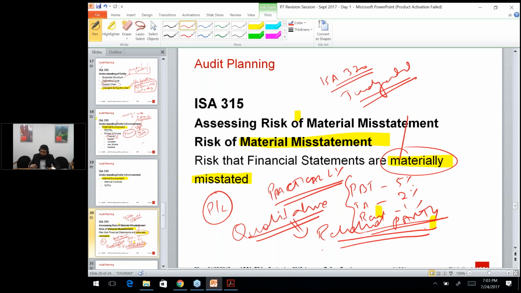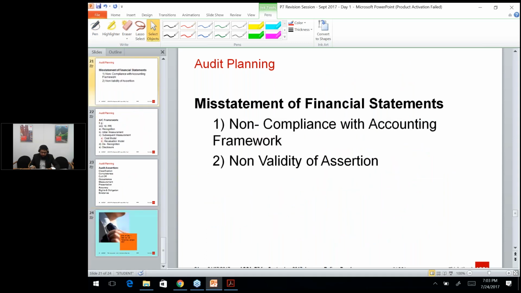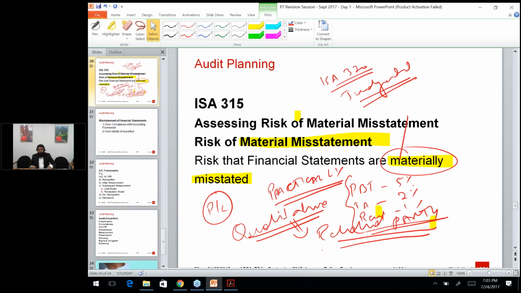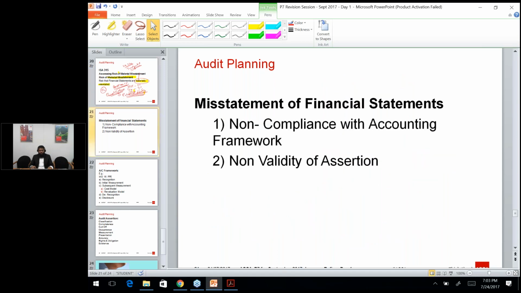Why? Because those transactions could be subject to management bias. So the first important thing is, when we assess the risk of material misstatement, we need to understand what materiality is. We have actually discussed that. Now the second thing is misstatement. What exactly do we mean by misstatements?